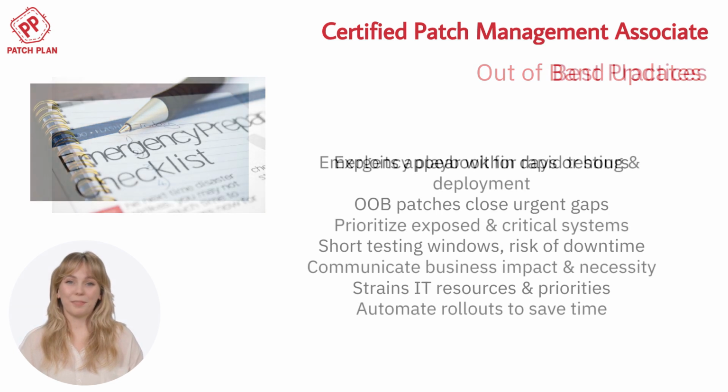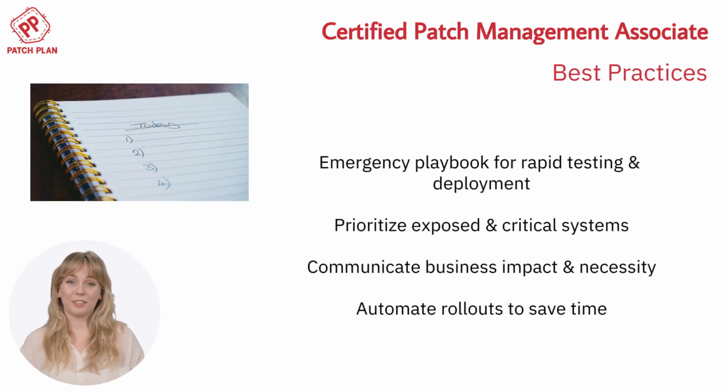To handle emergency patches effectively, organizations need structure. An emergency playbook should outline how to fast-track testing and deployment. Risk-based decisions ensure the most critical and exposed systems are patched first. Clear communication with business units helps reduce pushback when downtime is unavoidable. And automation tools can speed rollout, minimizing manual effort during high-pressure situations.